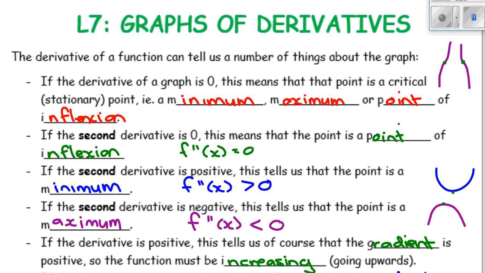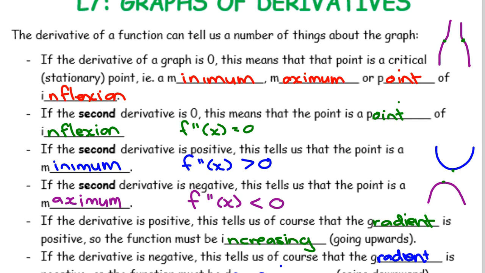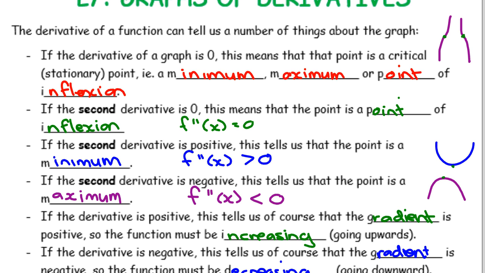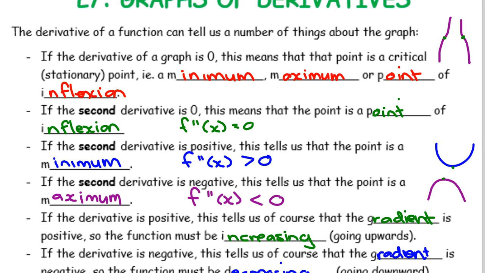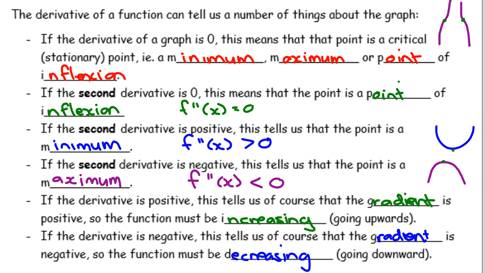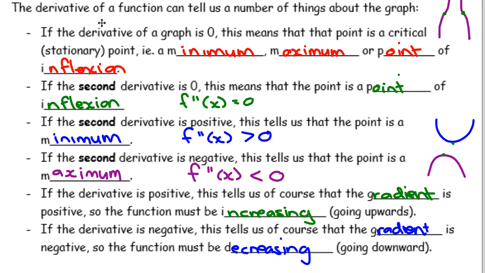So graphs of derivatives is what we were going through already. Just a reminder, because you might need to recap this in order to understand what we're doing in this lesson. If the first derivative equals 0, this means that the point is either a minimum, a maximum, or a point of inflection.